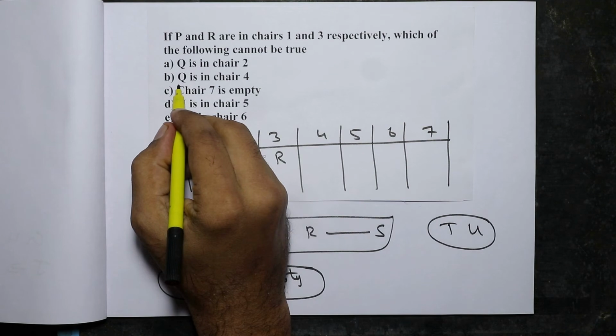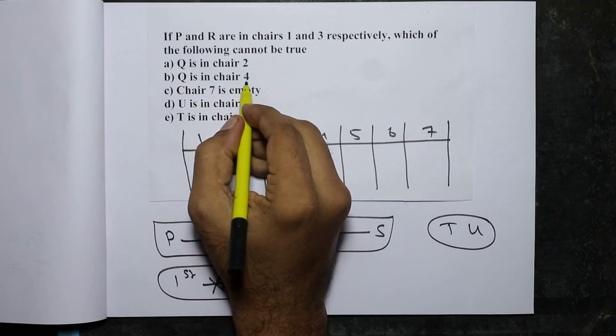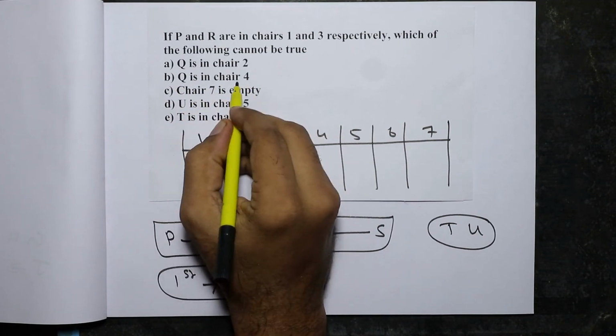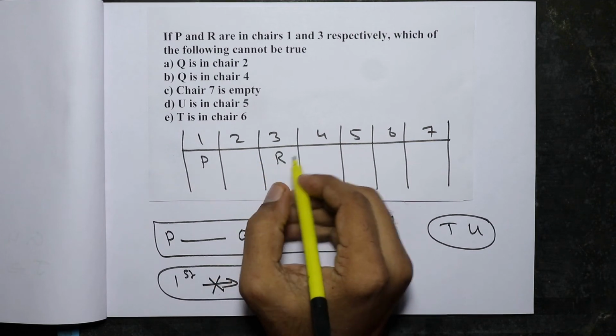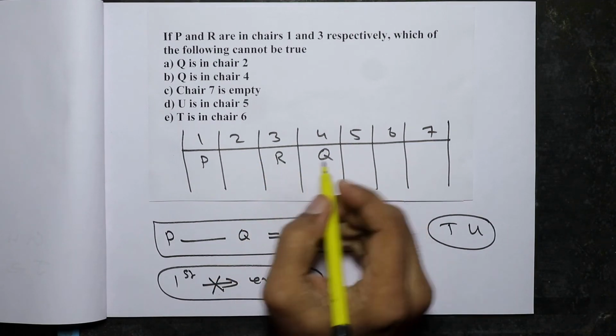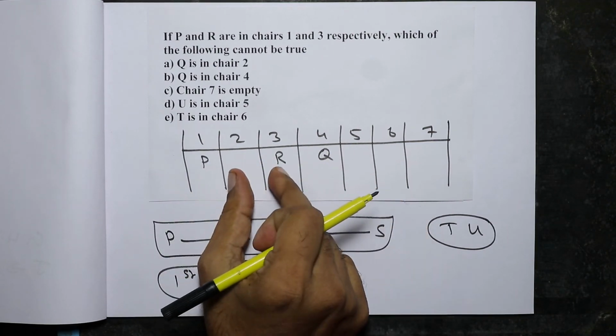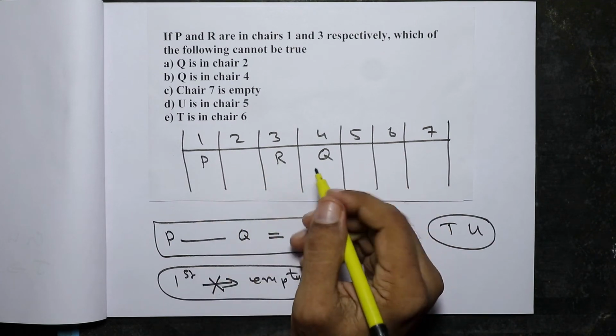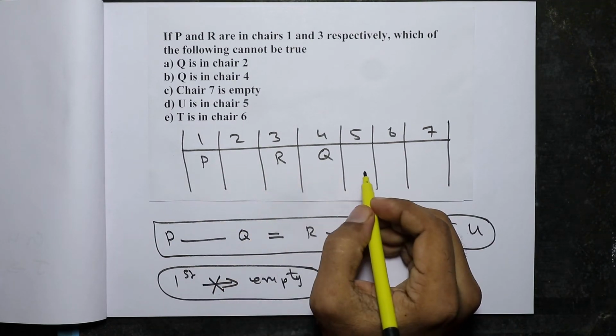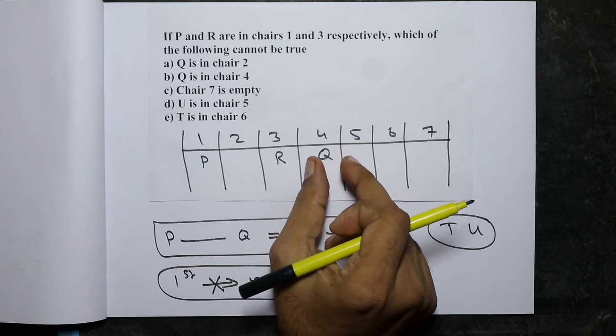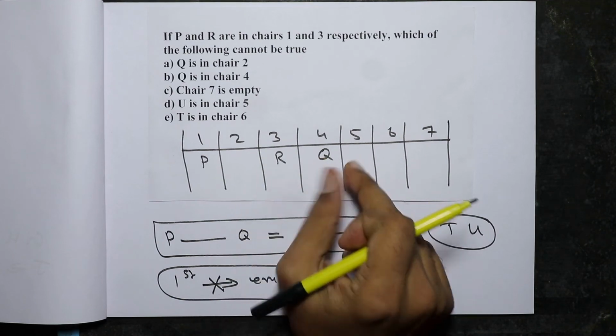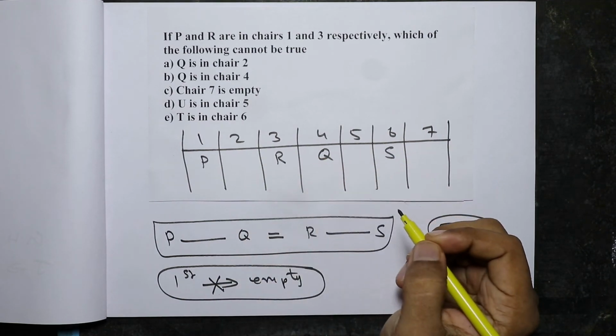Now if you look at option B, Q is in chair 4. So let us see if that is possible. If Q is in chair 4, the distance from P to Q is 2 chairs. Similarly, the distance from R and S should also be 2 chairs. So 4 and 5 is in between, R and S has to be here.